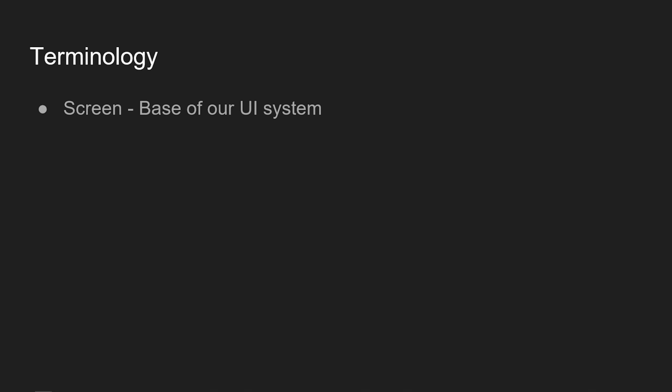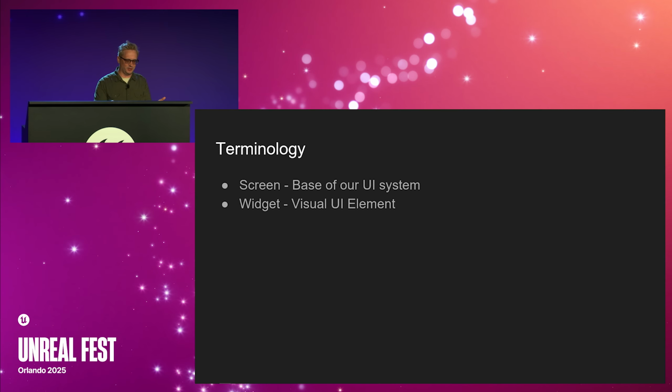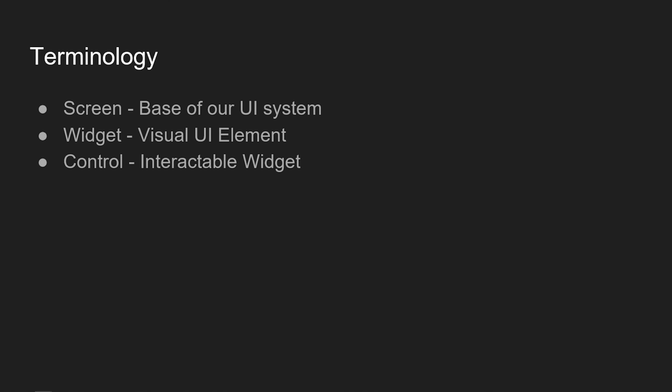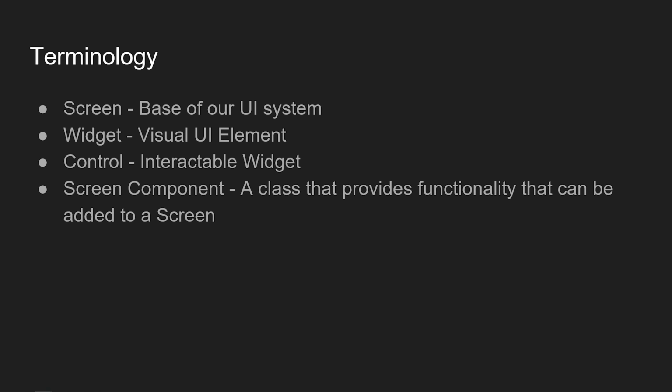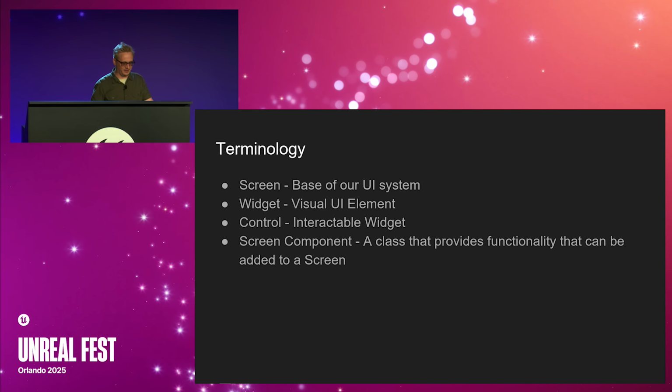One is that we have a screen. The screen is just the base of our UI system. If there's something visual that's UI, it's because it's attached to a screen. Widget, most of you probably know this because of Unreal Engine, but it's just a visual UI element. And then we have a control, which means that it's an interactable widget. So think of a button. And lastly, we're going to define a screen component, and this is a class that provides some functionality that you can add to a screen. So as you're adding components to screens, you're giving them more functionality.